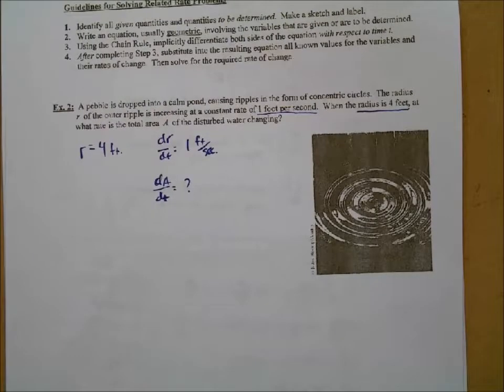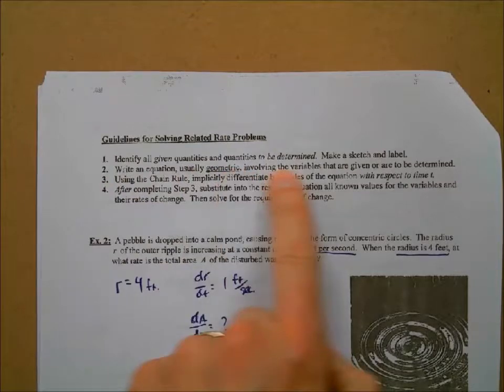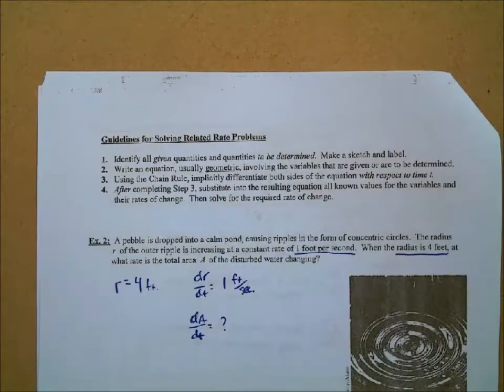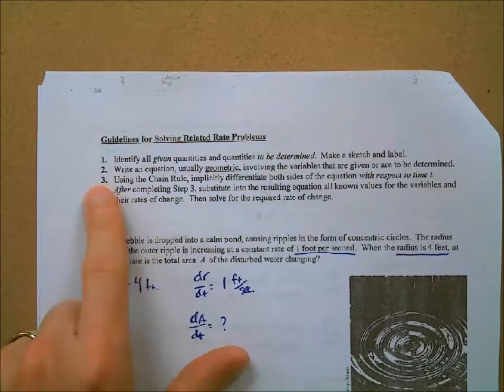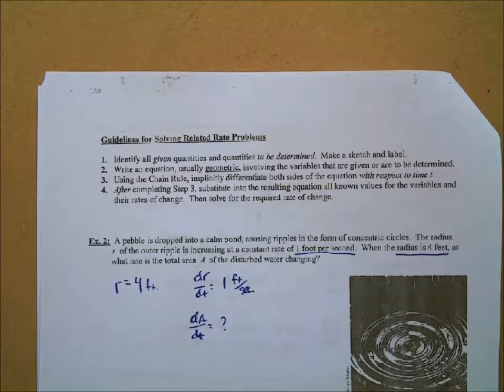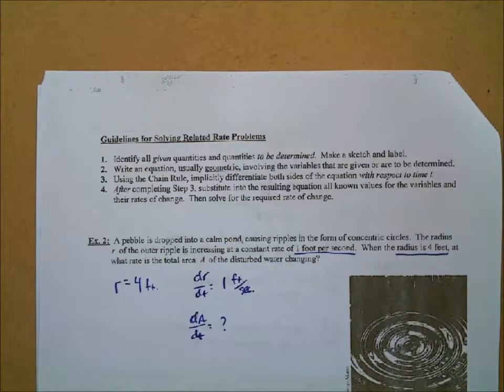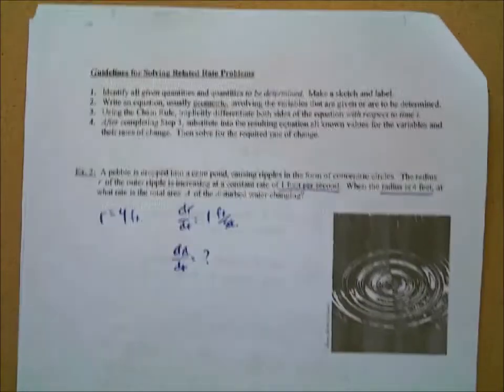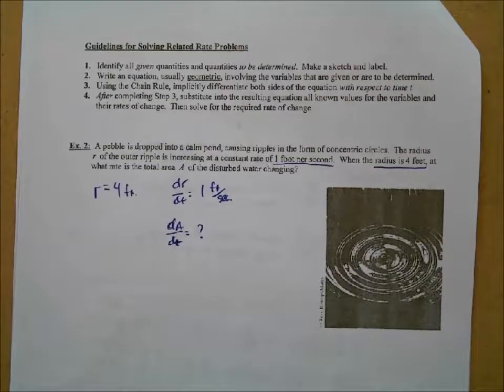All right, so we've got our rates and our quantities to be determined. We can make a sketch and label it. I don't think that's really necessary here. But number 2, we want to write an equation, usually geometric, involving the variables that are given or are to be determined. So what is the equation here that we can use to relate all the given information that we've got? What's the formula we could use?